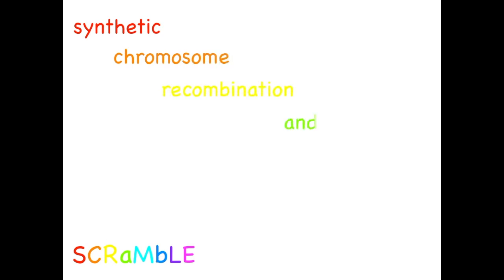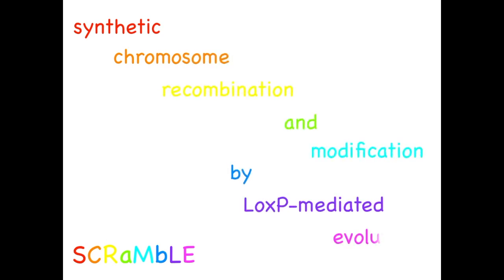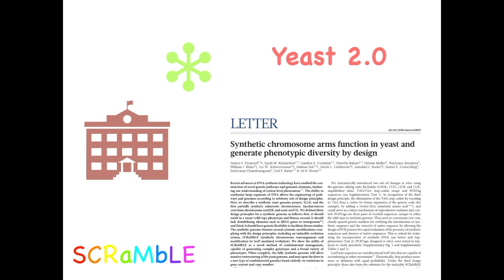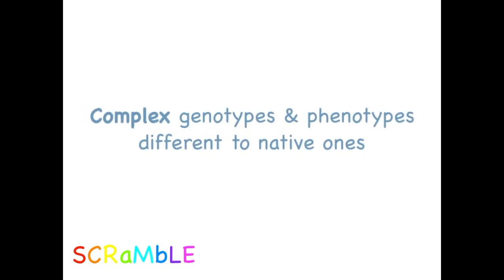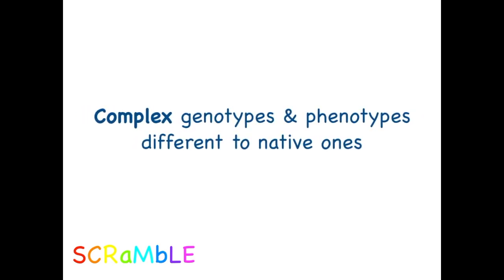SCRaMbLE stands for Synthetic Chromosome Recombination and Modification by LoxP-Mediated Evolution. In 2011, a consortium of scientists working on a project called Yeast 2.0 first described the use of the SCRaMbLE technique to partially assemble a eukaryotic chromosome. It was demonstrated that the SCRaMbLE technique produces complex genotypes and phenotypes which are different to the native ones.